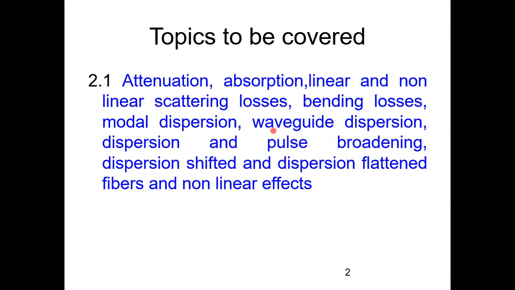In 2.1, we have all the types of losses. See the names: attenuation loss, then we have absorption loss, then linear and non-linear scattering loss, then bending loss, then dispersion. We have modal dispersion, waveguide dispersion, then pulse broadening, dispersion shifted and dispersion flattened fibers, and then the various non-linear effects that take place in fiber optics. So these are some of the names of the fiber losses. Today we will be starting with the attenuation loss.